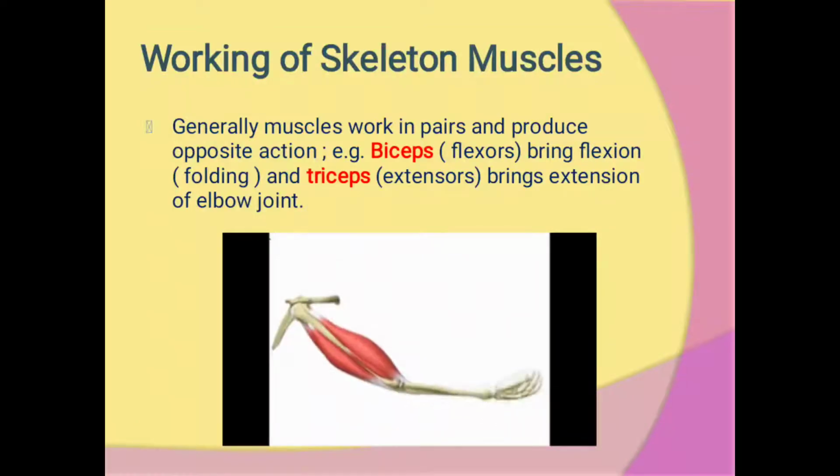Now we are going to study the working of skeletal muscles. How exactly do these muscles work? Generally muscles work in pairs and produce opposite action, that is biceps and triceps. The biceps are also known as the flexor, which brings flexion, that means folding, and the triceps are known as the extensor, which brings extension of the elbow. These are present at the elbow joint.